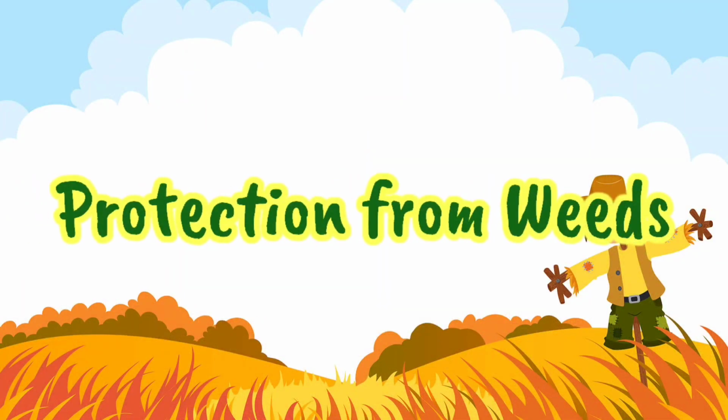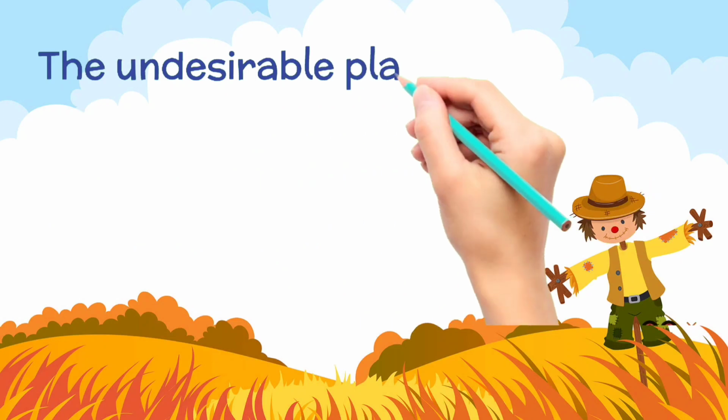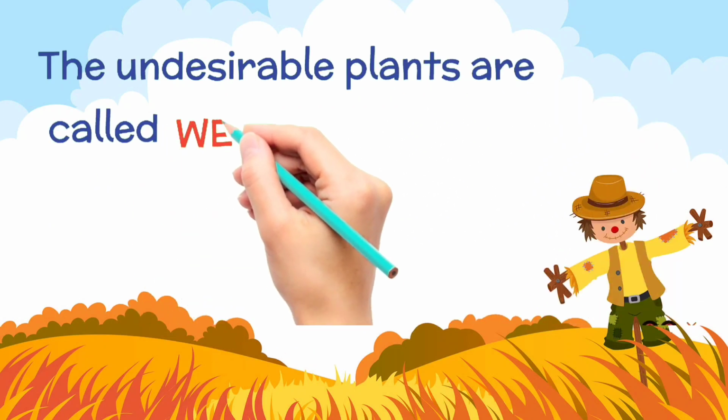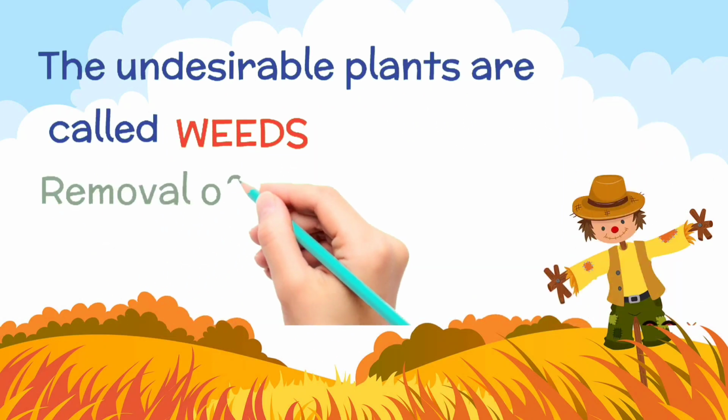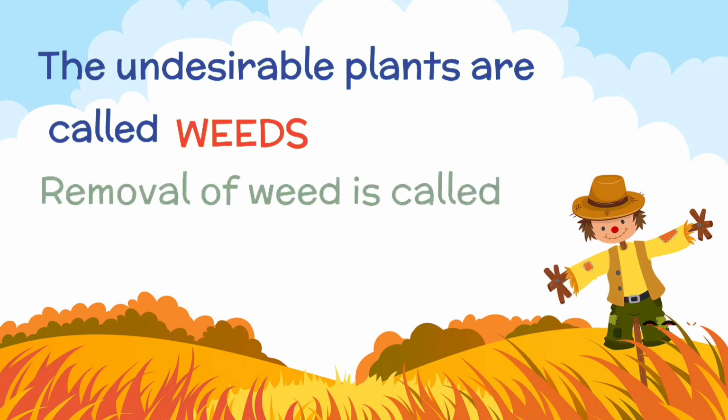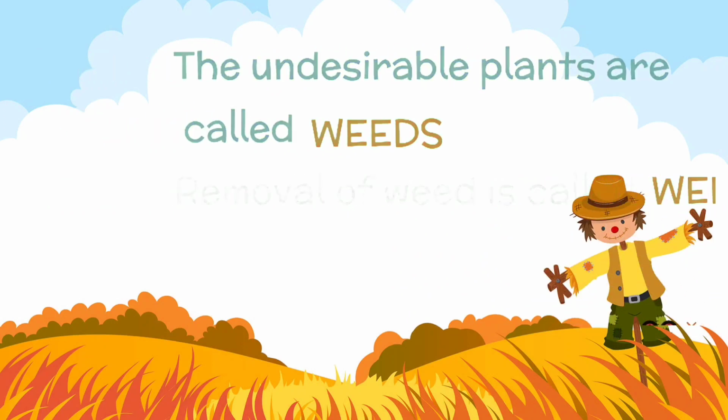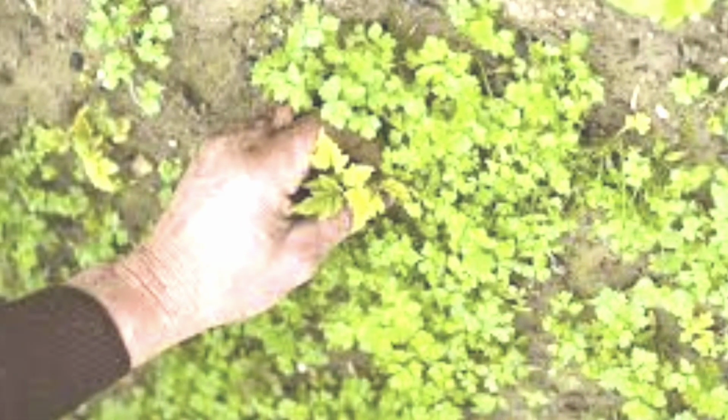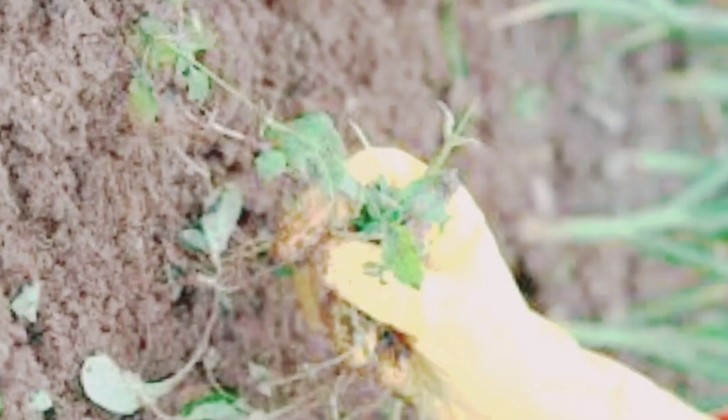Protection from weeds. In a field, many other undesirable plants may grow naturally along with the crops. These undesirable plants are called weeds. The removal of weeds is called weeding. It is necessary because weeds compete with the crop plants for water, nutrients, space and light. So they affect the growth of the crop.